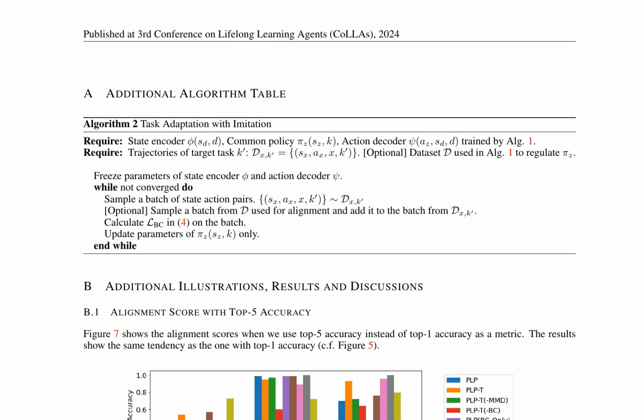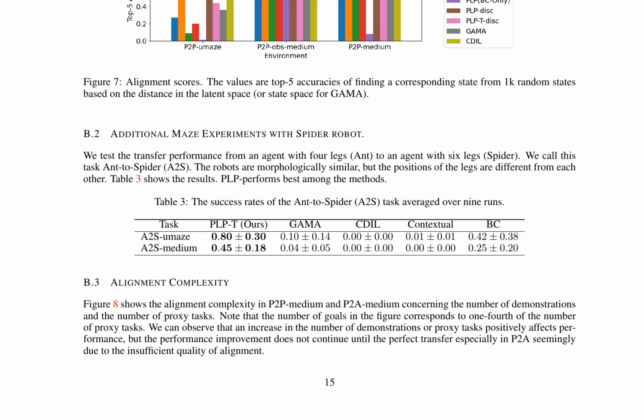The additional algorithm table presents task adaptation with imitation, requiring a state encoder, common policy, and action decoder trained by algorithm 1. It involves sampling state-action pairs, calculating the loss-based criterion, LBC, and updating the common policy. The process is repeated until convergence. The section also includes illustrations, results, and discussions on alignment scores, maze experiments with spider robots, and alignment complexity.